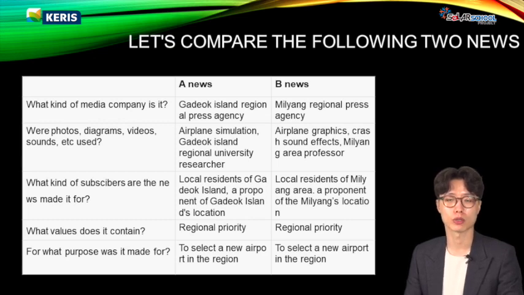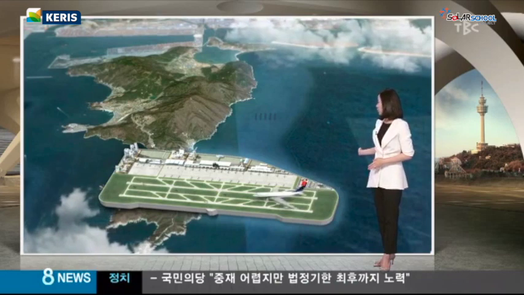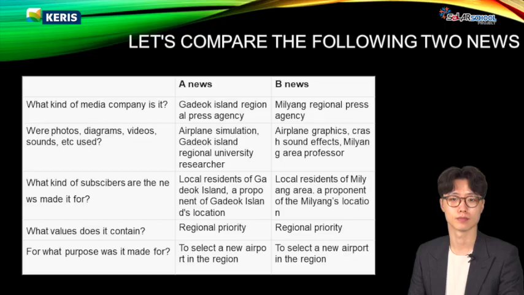The following two news stories are about the conflict between Gadeok Island and Miryang over the construction of a new airport in the southeast part of Korea in 2016. Let's analyze these two news stories using the 5 key concepts. For convenience, the two news stories are referred to as A and B and are analyzed with the help of the 5 concepts. Both media companies have organized the news in a scene favorable to the people in the region who wanted their region to be selected for the construction of the new airport. Even with these same events or facts, news can be organized entirely differently depending on the producer. That's why we need a tool called media literacy to understand the perspective of news and to consume it critically.